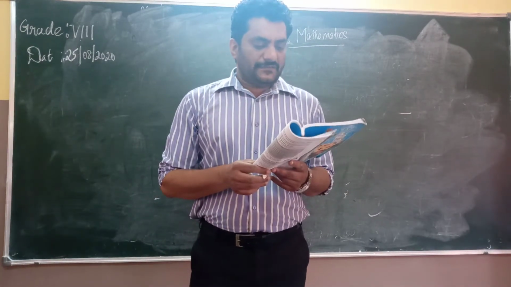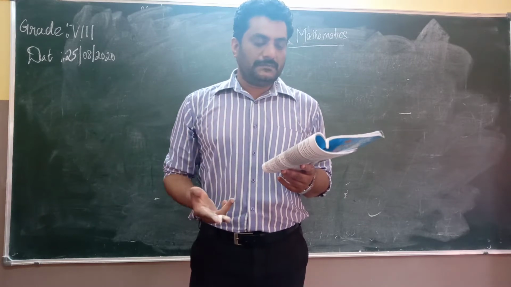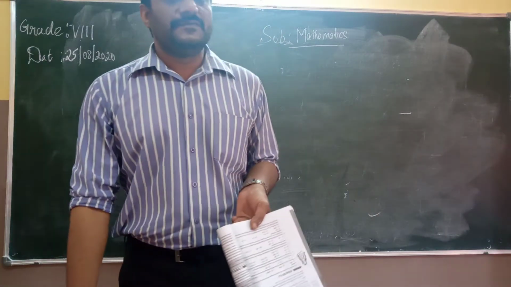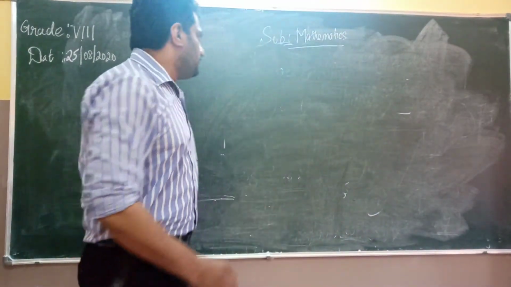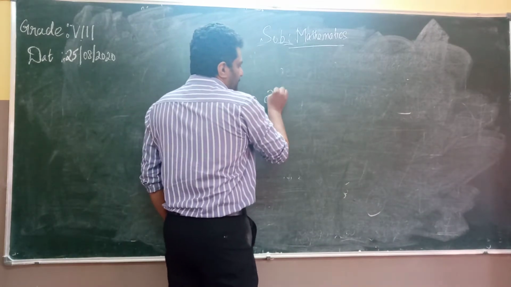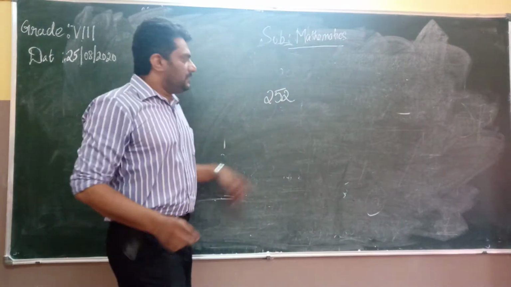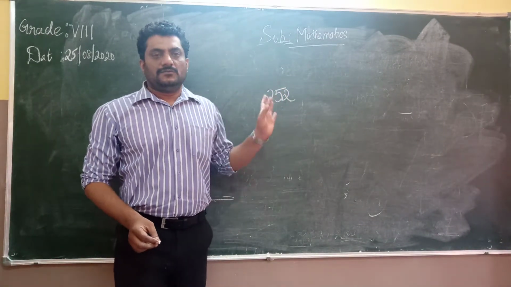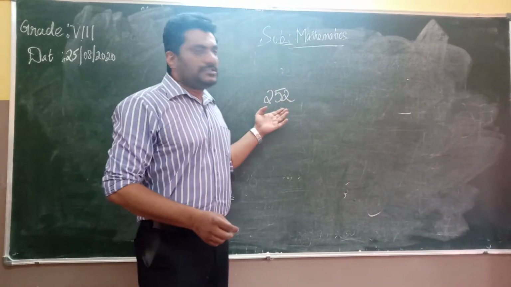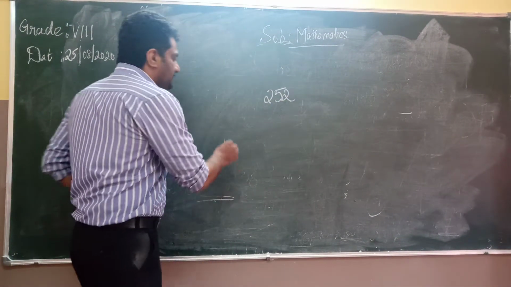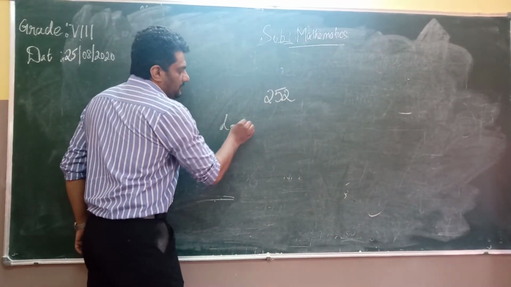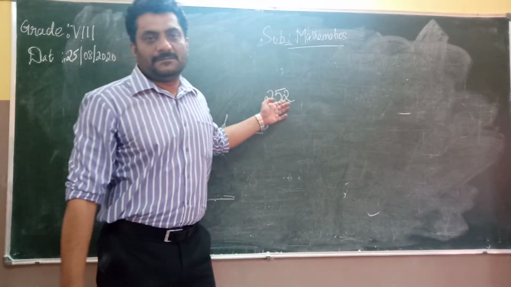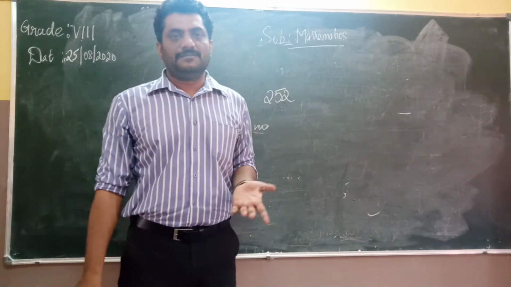Fifth one, for each of the following, find the smallest whole number by which it should be multiplied so that you get a perfect square. Now they have given a number, say for example 252. Now the number you see, 252, is not a perfect square. Their question is, which number should I multiply? They are asking for the least number by which it can be multiplied so that this number will become a perfect square.